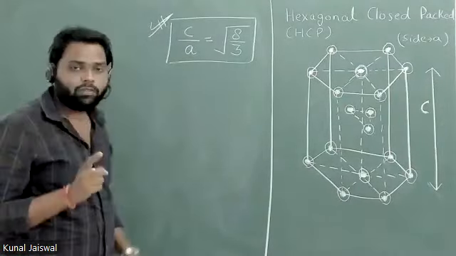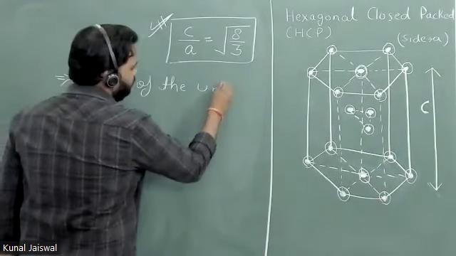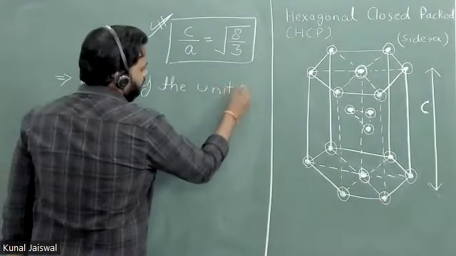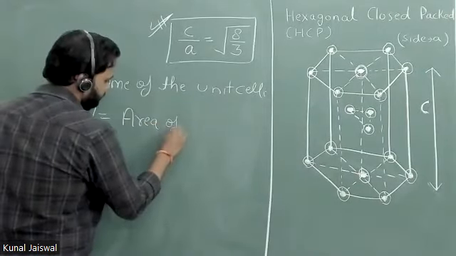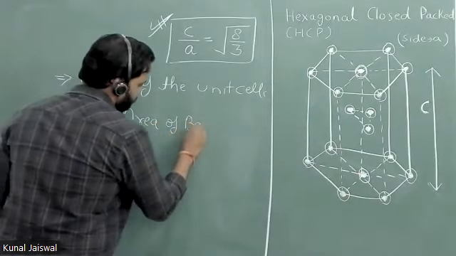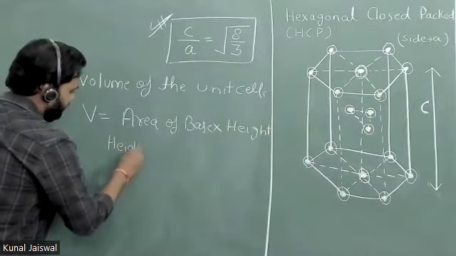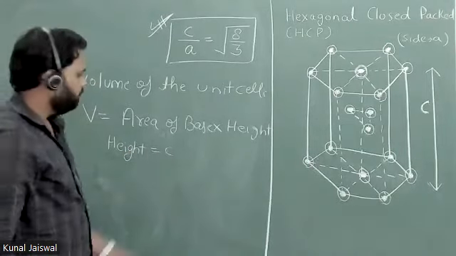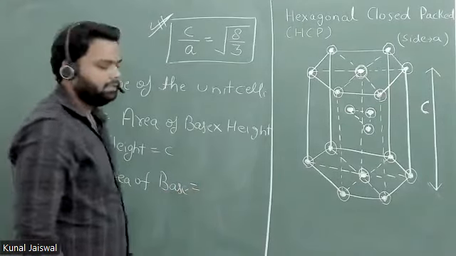Volume of the unit cell. Okay, let's see. Volume is area of base multiplied by the height, right? Area of base multiplied by the height. Height is already given, that is C. Find the area of base: 6 into area of one equilateral triangle. Area of base, yes, exactly. You are right.